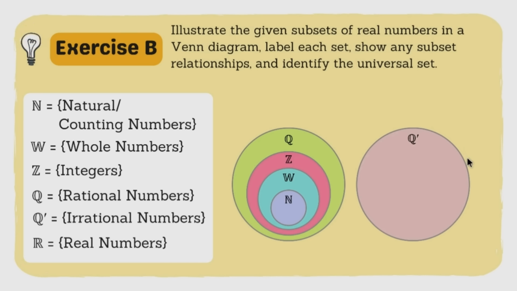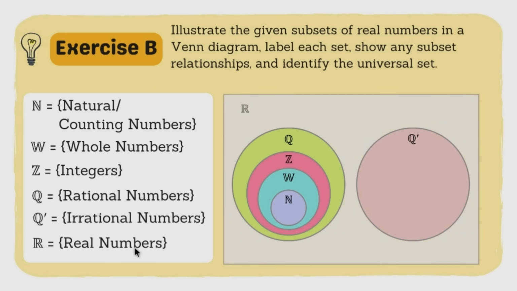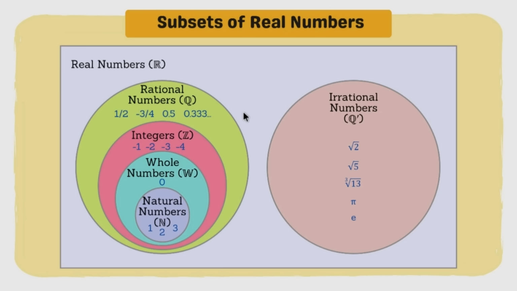However, these are all elements of real numbers. Ito na po yung magiging universal set natin. Yung set of real numbers. So lahat ng mga ito, they belong to real numbers. To give you a clearer picture, ito po yung magiging final na diagram natin. Using Venn diagram, makikita nyo po dito yung mga subsets of real numbers including their examples.